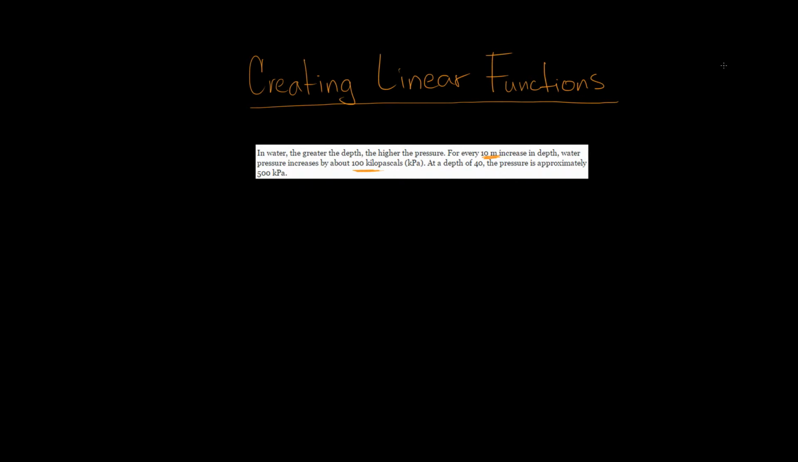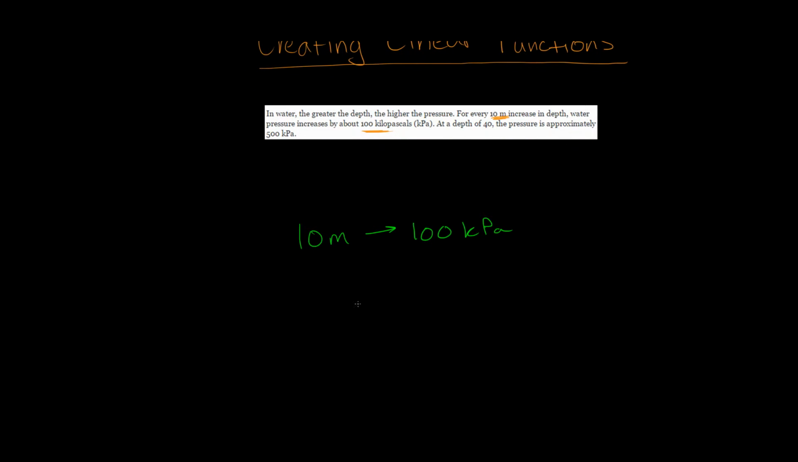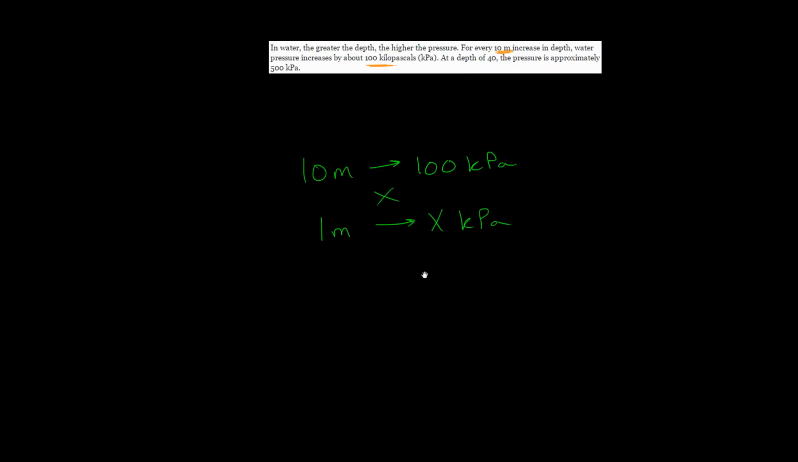So in order to solve this, we're going to create a proportion. We're going to say for every 10 meters, we increase 100 kilopascals. And whenever we're looking for a rate of change, we usually look for it in terms of singular units. So here we have 10 meters, but for rate of change, we're going to try to find it for 1 meter only. So we don't know how much that is, so we're just going to call it x kilopascals right now. And we're going to solve this like we would any other proportion by cross multiplying.